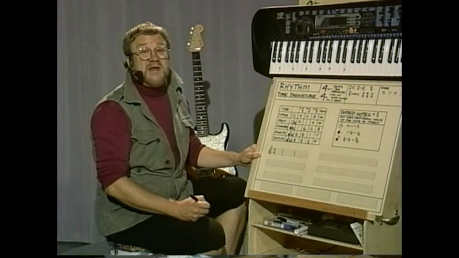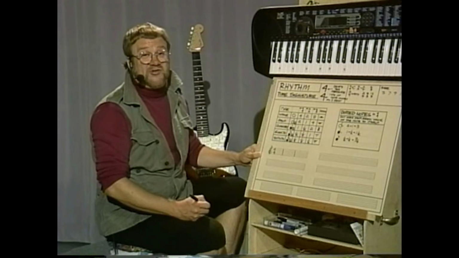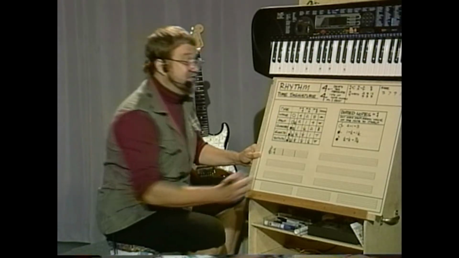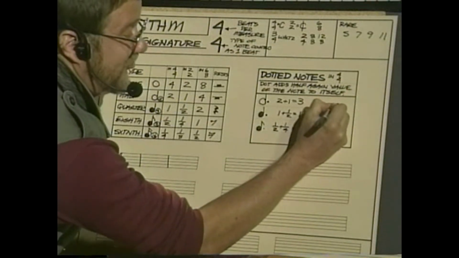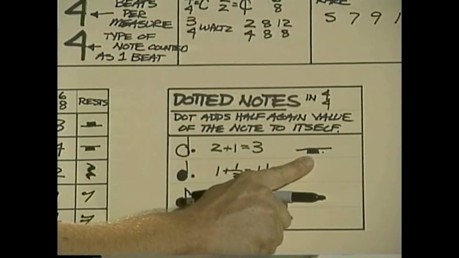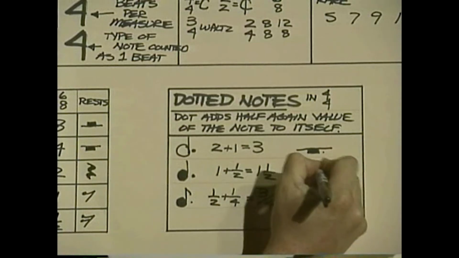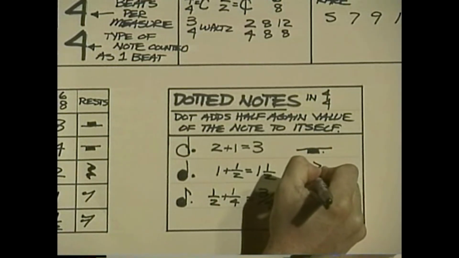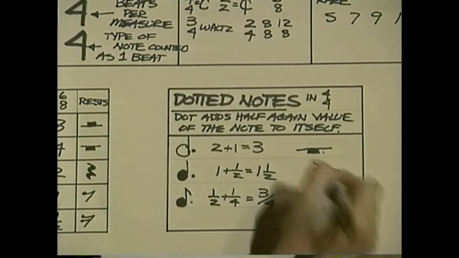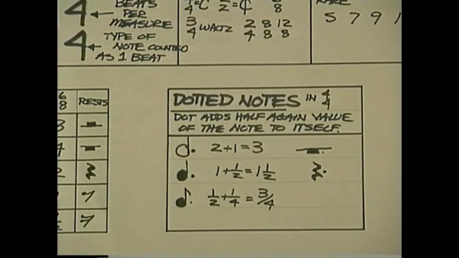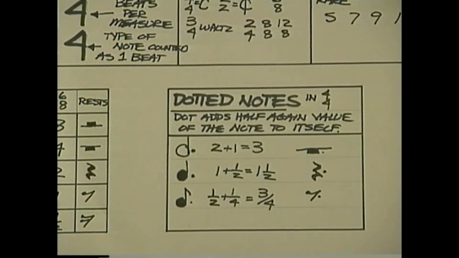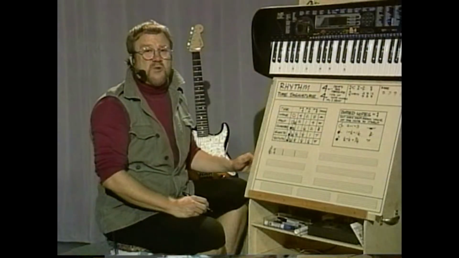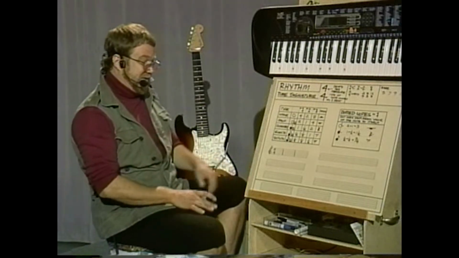Now, just like you can have dotted notes, you can also have dotted rests, too. So, for example, a dotted half note rest would mean that you're supposed to be quiet for 3 beats. A dotted quarter note rest means you're supposed to be quiet for 1.5 beats. And a dotted eighth note rest means that you're supposed to be quiet for 3/4 of a beat. So rests and notes can both be dotted.